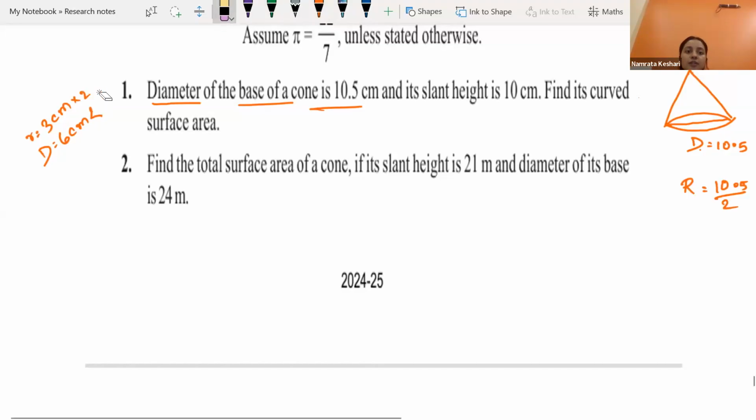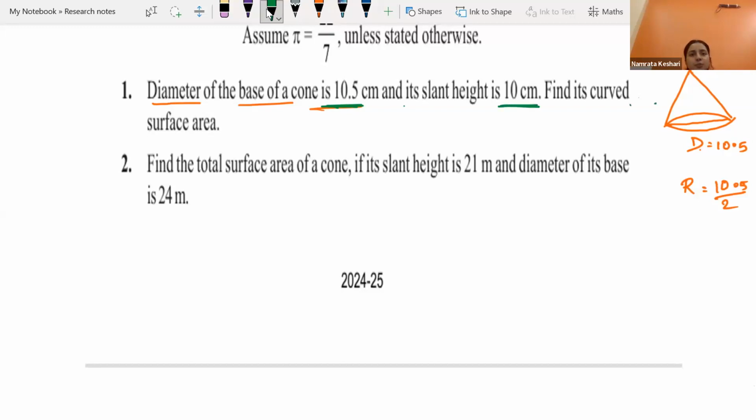So here diameter is given in our question number 1. Diameter of the base of the cone is given as 10.5, and its slant height is given as 10 centimeter. Find the curved surface area. Very simple. Curved surface area formula is pi RL. And here the pi value, you have to take 22/7 every time.